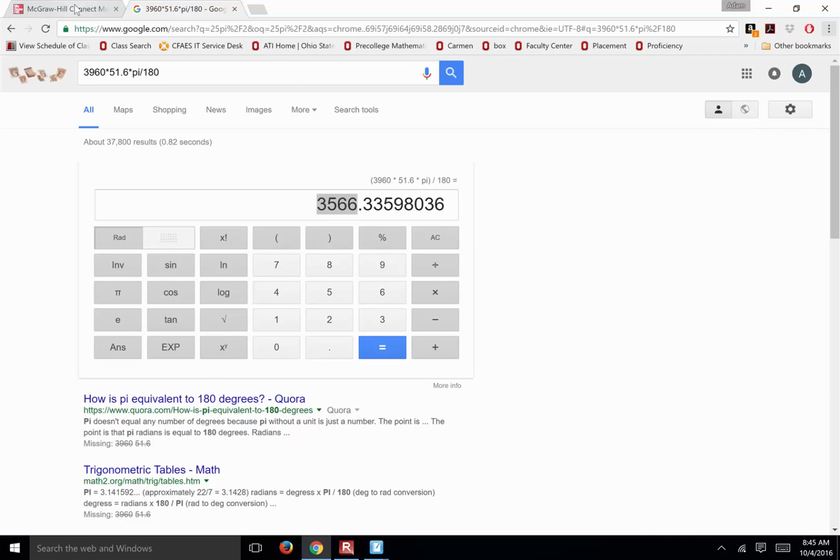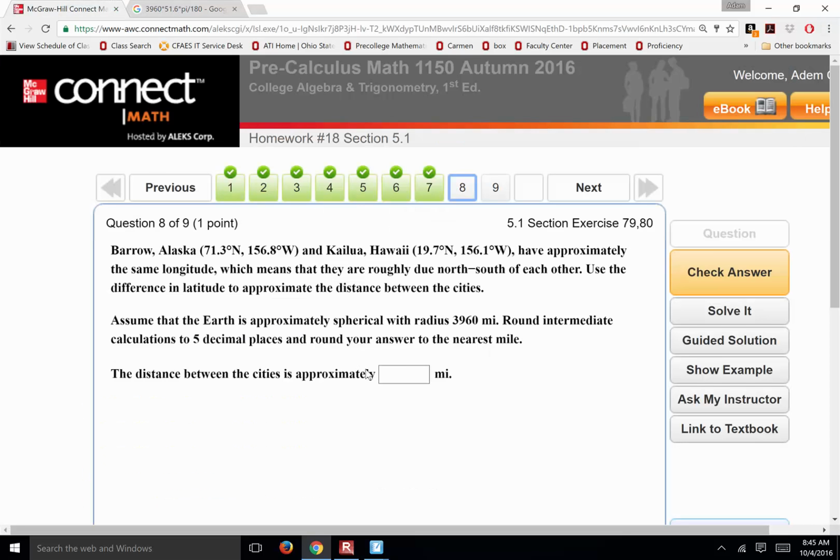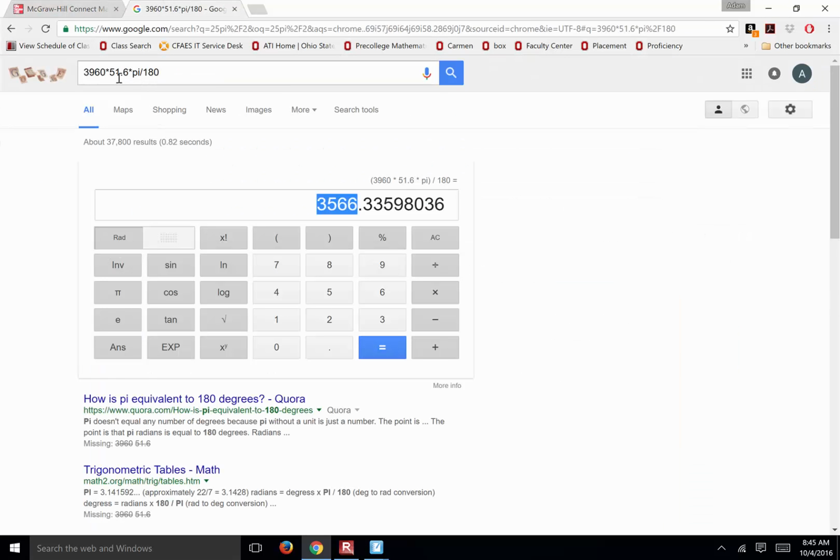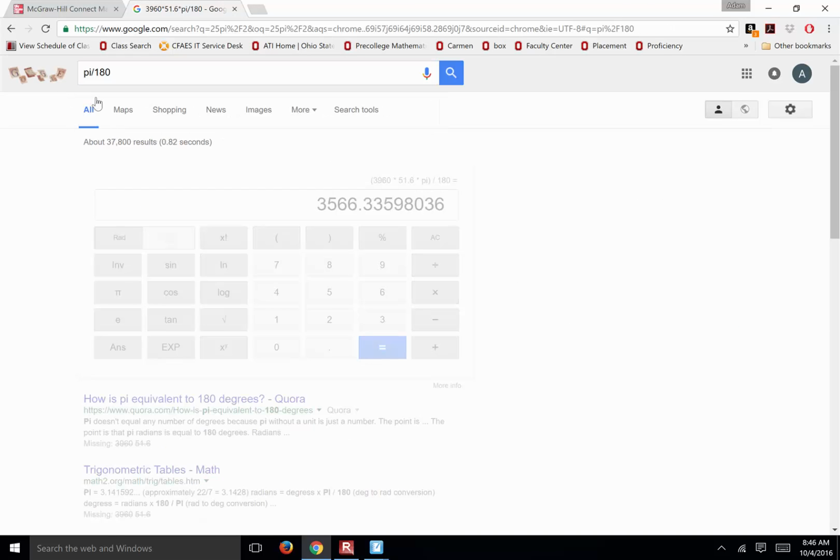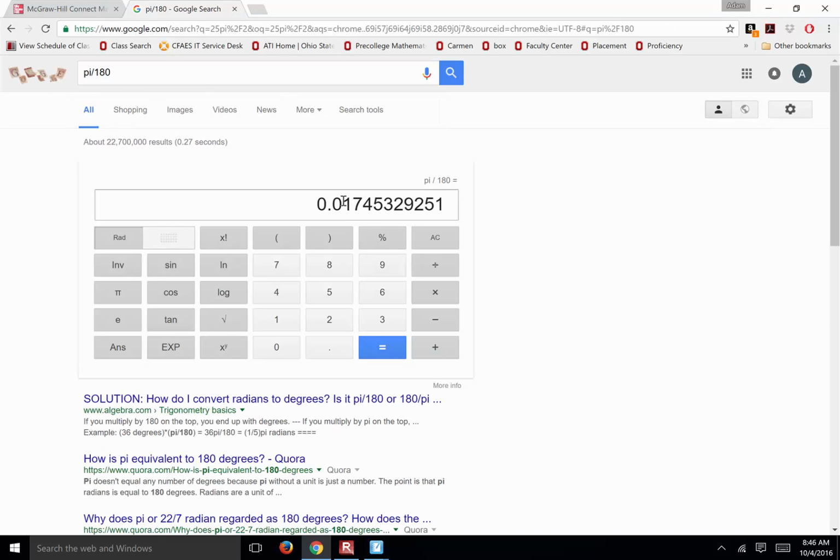Let's give it a try. 3,566. What did you get otherwise? Yeah, it said correct. But what happens if you get the approximation earlier, like pi over 180? You get the same thing. You get up to 5 digits: 1, 2, 3, 4, 5.